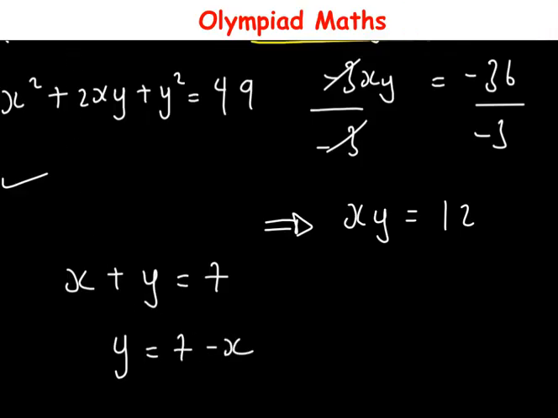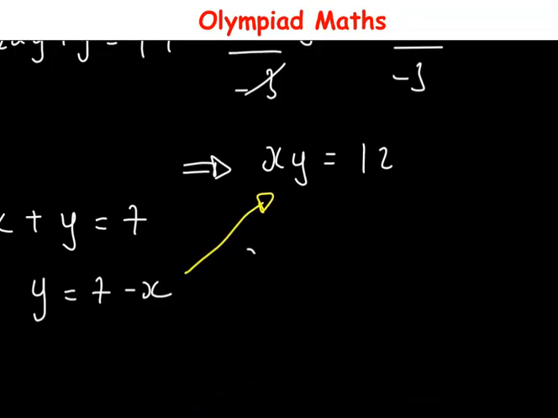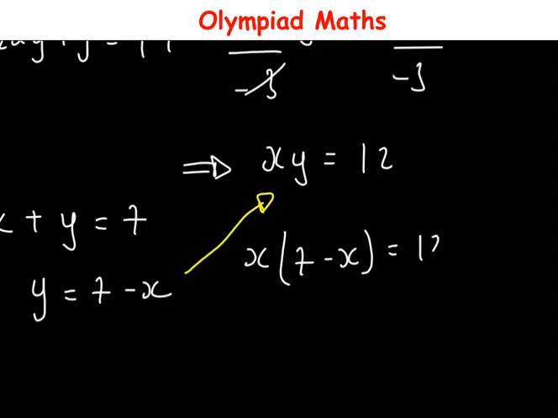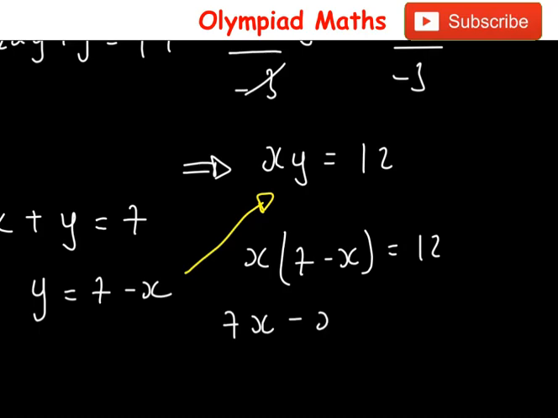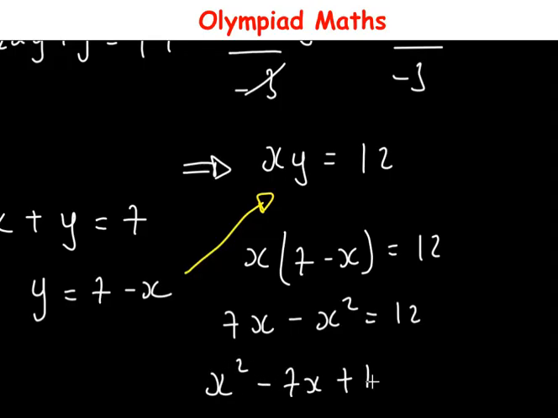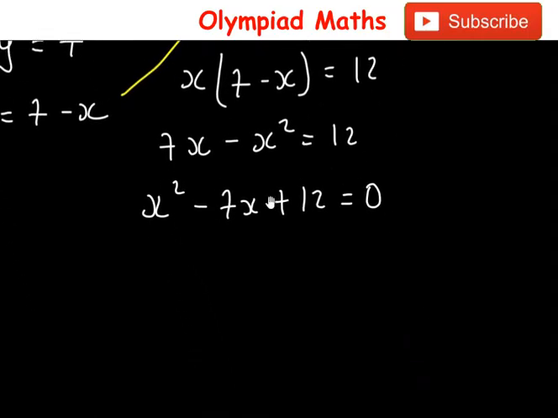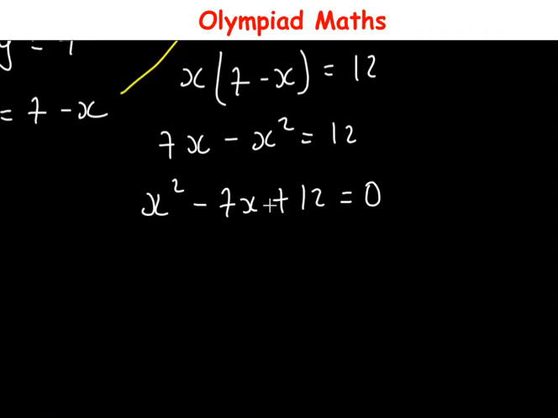We are then going to input the value of y into this equation, such that we have x into bracket y, which is 7 minus x, and this equals 12. X times 7, 7x, x times minus x, minus x squared, this equals 12. So we then rearrange this equation, and this becomes x squared minus 7x plus 12 equals 0. So we are going to solve this quadratic equation making use of the factorization method.